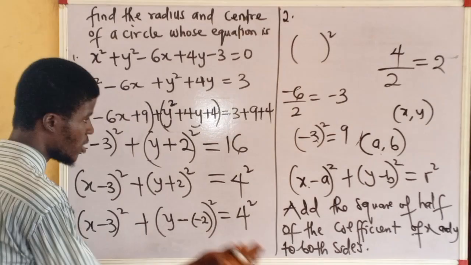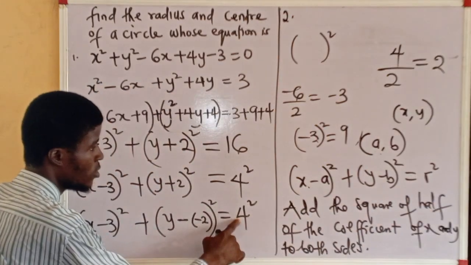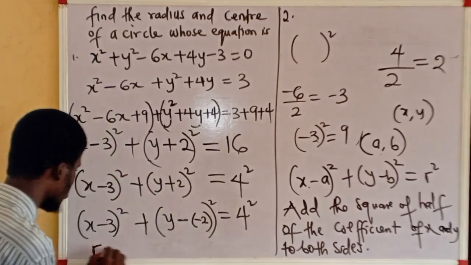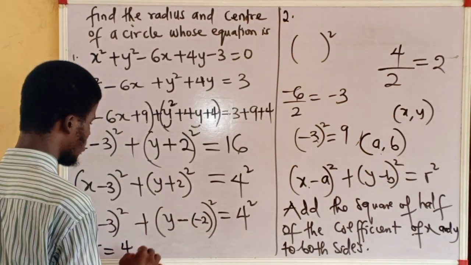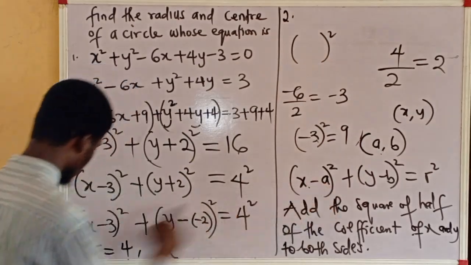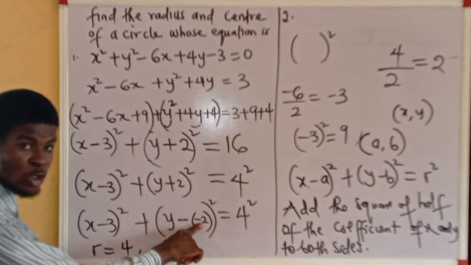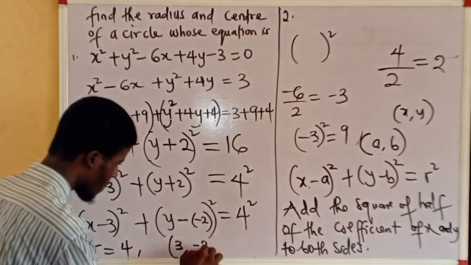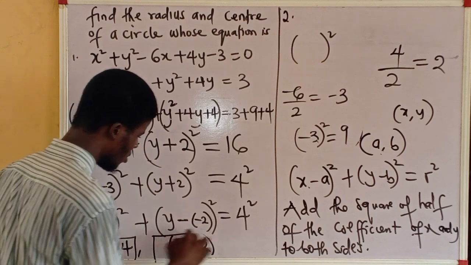So what does this tell us? First of all, it is obvious that r is equal to 4. So the radius is 4. What is the center point? (a, b). What's a? 3. What's b? Minus 2. The radius of this circle is 4 and the center is (3, minus 2).